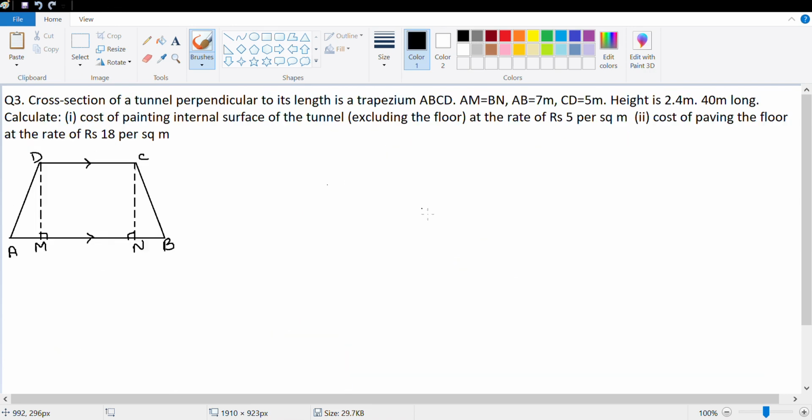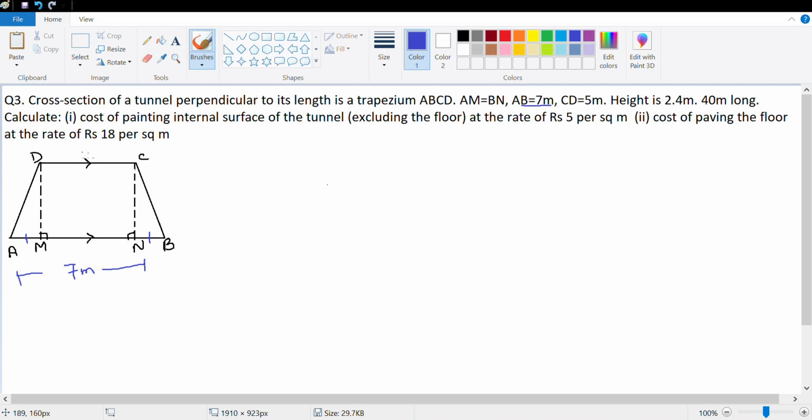The next question that we do is question number 3. So question number 3 says cross section of a tunnel perpendicular to its length is a trapezium ABCD, which means AB is parallel to CD. Good. AM is equal to BN, which means AM and BN are equal. AB is equal to 7 meter, which means the whole length here is 7 meter.